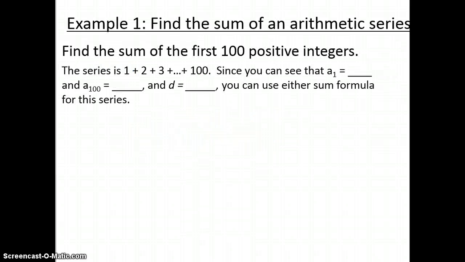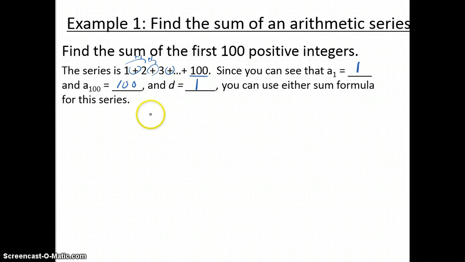Okay, example 1. We're going to find the sum of the first 100 positive integers. So here's the series. You can see that the first number is 1. It's a series because it's addition. We have a common difference here. The common difference is 1, because going from 1 to 2 is 1, 2 to 3 is 1. We're adding 1 each time. The final term, a sub 100, is 100 in this case, and that's shown here.